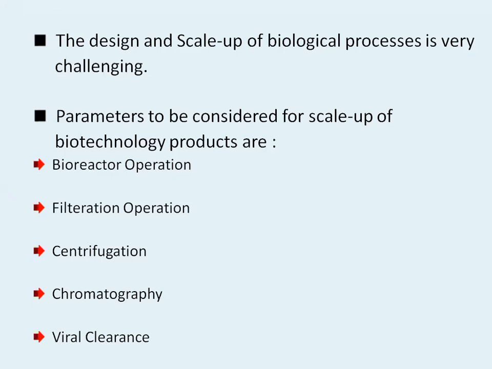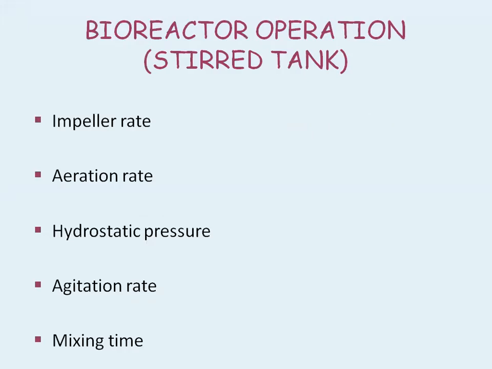Number one is the bioreactor. Bioreactor operation is very important. Then filtration, then centrifugation, chromatography, viral clearance. In the bioreactor operation, we use stir tanks. So the aeration rate, hydrostatic pressure, agitation rate, mixing time, all we have to study during the formulation in pilot plant, also in the scale up technology. So when we go with the scale up, the impeller rate we have to study. We have to study the aeration time, so that proper oxygen level can be maintained. Then the hydrostatic pressure, then agitation rate, proper agitation is there for the mixing. Then the mixing time.